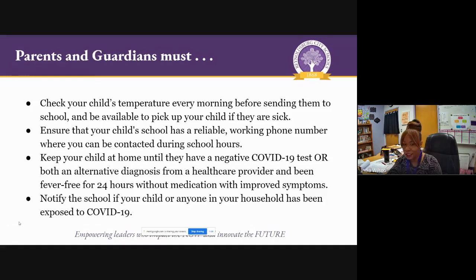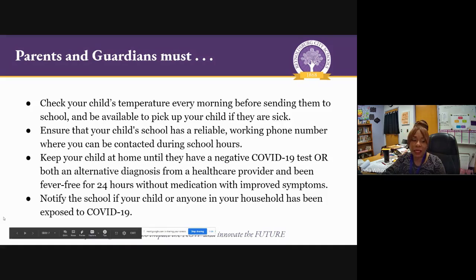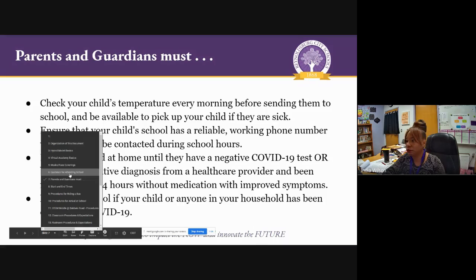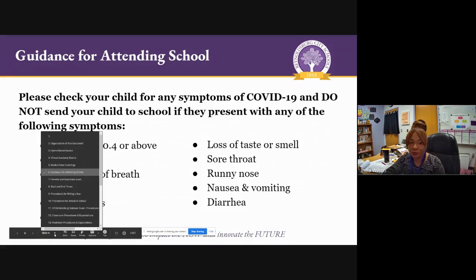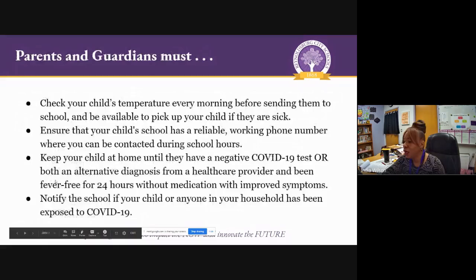So let's review that piece again. If your child presents with any of the symptoms that we talked about, so let's say your child has presented with any one of these symptoms, your student needs to remain at home. The question then becomes, when can my student return? If your child has a COVID-19 negative test, they can return.